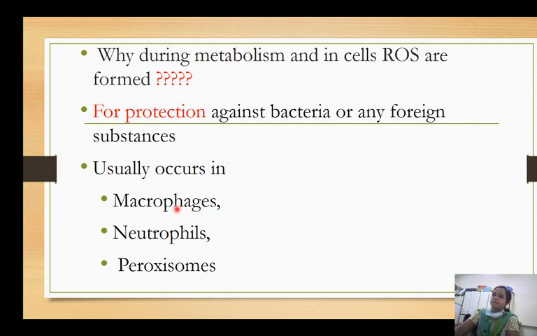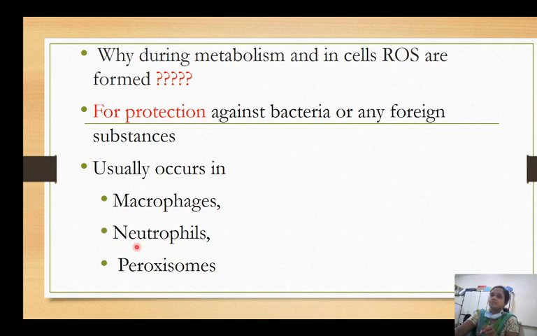But the body desperately wants to produce free radicals in these two types of cells and in this cell organelle, because peroxisomes are the protectors, the policemen of the cell itself. Every cell has a peroxisome that acts as a policeman. When any bacteria or foreign body enters, it is taken up by the peroxisomes. Peroxisomes will produce hydrogen peroxide that will kill the bacteria. Macrophages and neutrophils have the specific function of acting on bacteria that enter the blood.